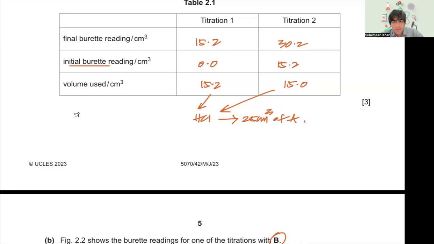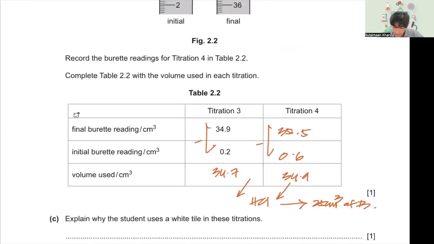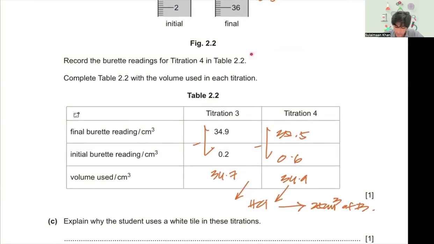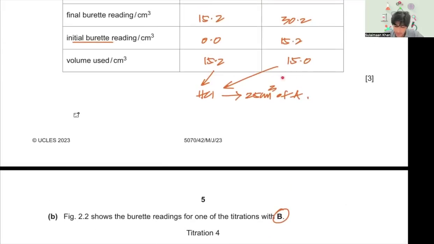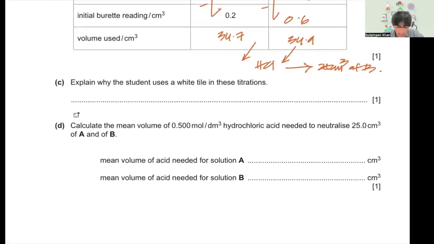ओके साउंड्स गुड. अच्छा मेरा सवाल है कितना ज्यादा कॉन्सेंट्रेटेड है. चलो उस पे आ जाते हैं. Look, you could just take the ratio between the volumes. So if the average volume used here is 34.8 and the average volume used here is 15.1, just divide the two to find out the factor that tells you how much more concentrated it is. Here, explain why the student uses the white tile.